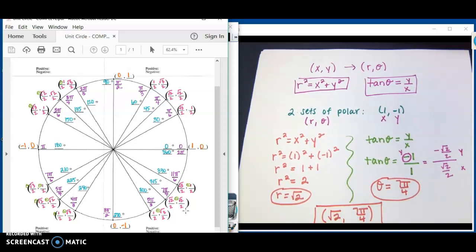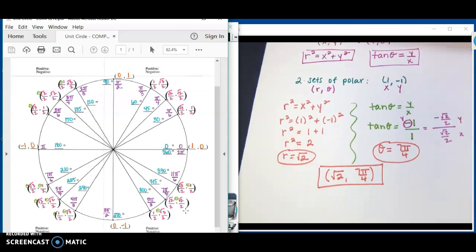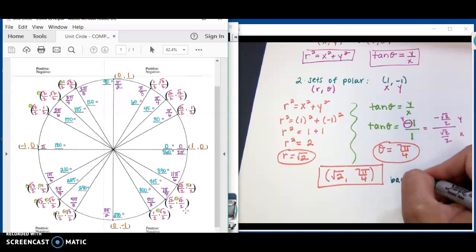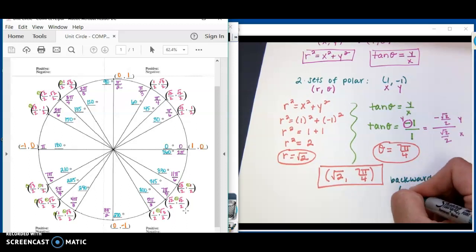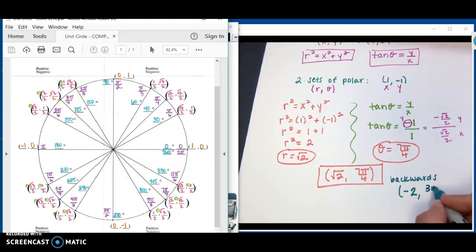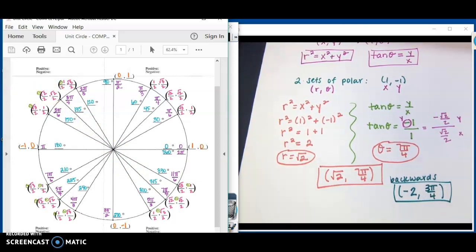That is one point. Now, the direction said give two points. So remember, we can write an infinite number of points. You can really do whatever point you want, but I'm going to do the backwards point. If I do the backwards point, I would make this -2. You already have your unit circle. 7 pi over 4 connects with 3 pi over 4. So 3 pi over 4 would be the other angle that you are going to use there.